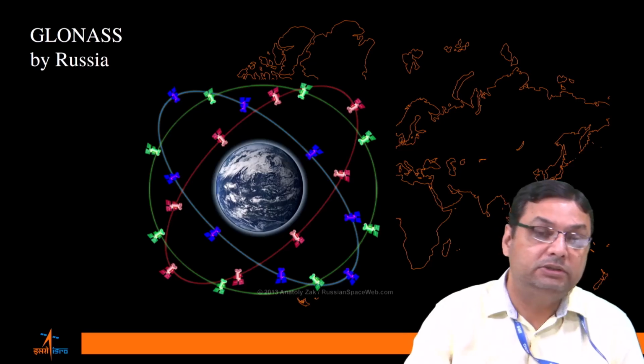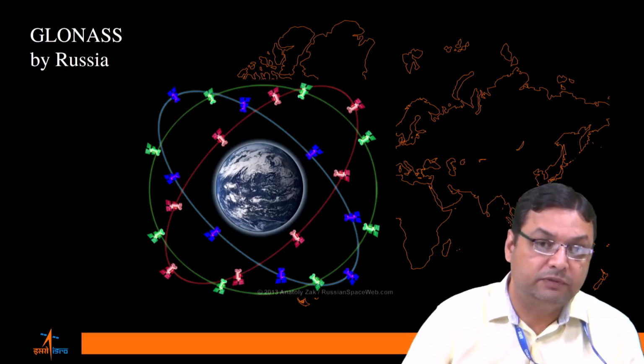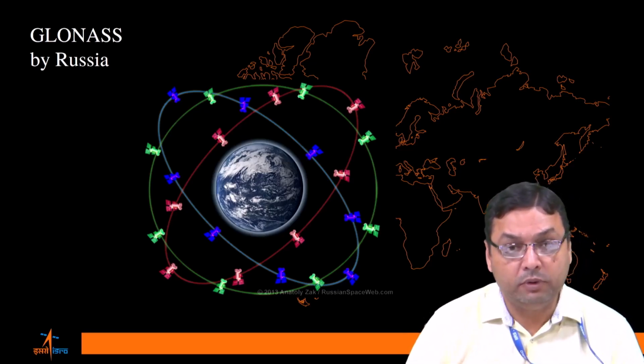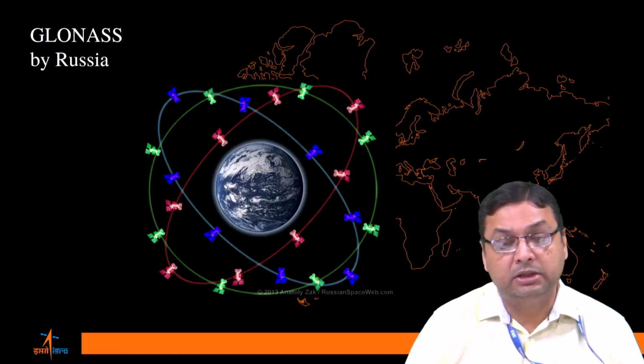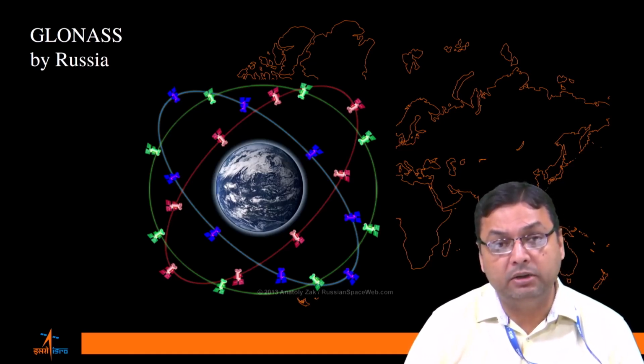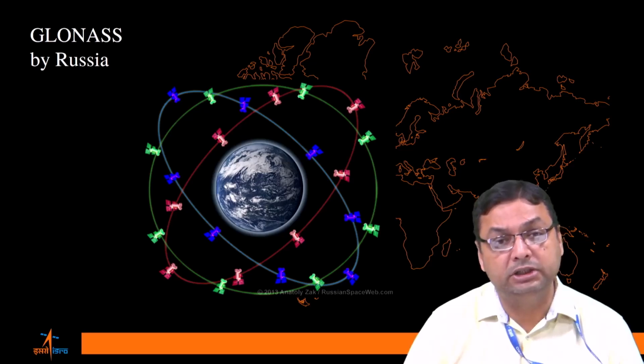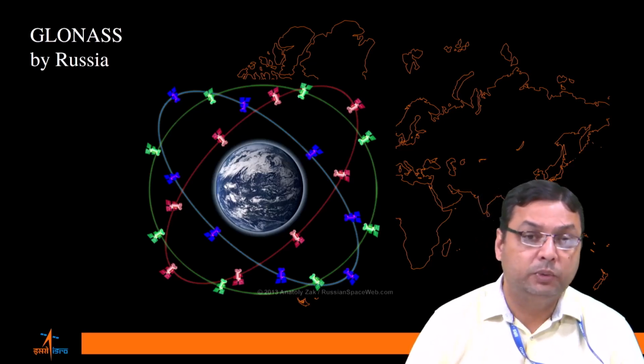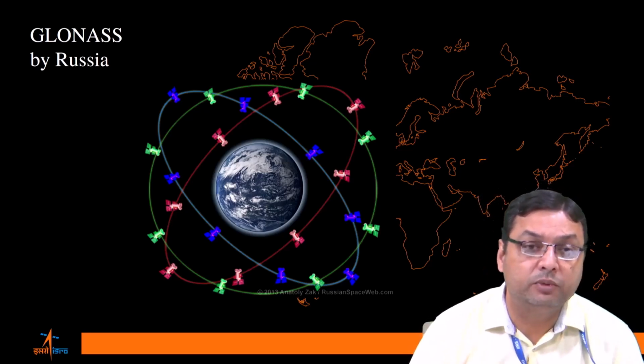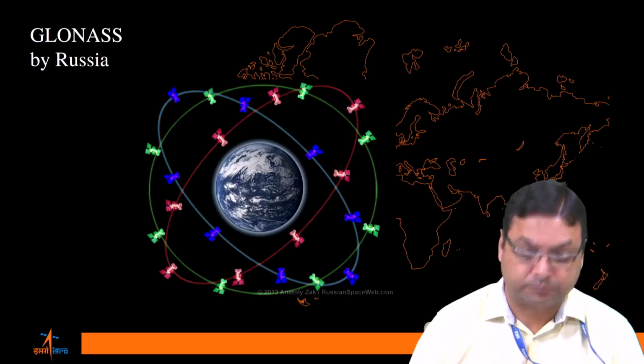Similarly, we have GLONASS as discussed. GLONASS is a constellation which uses 3 orbits. In case of GPS, these orbits are 60 degrees apart on the equator. In case of GLONASS, it is 120 degrees apart on the equator. So each orbit has 9 to 10 satellites.